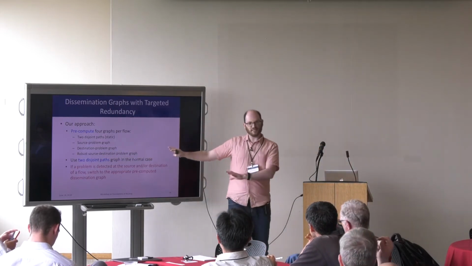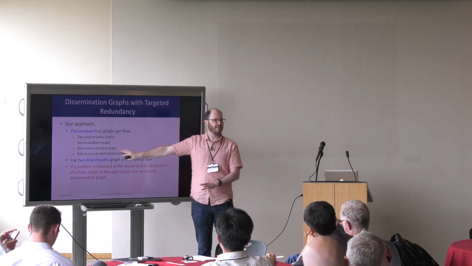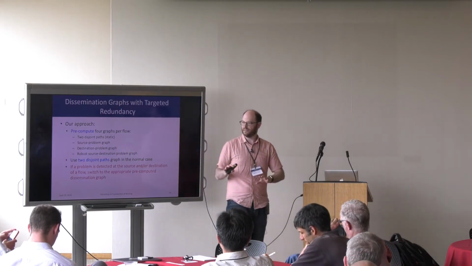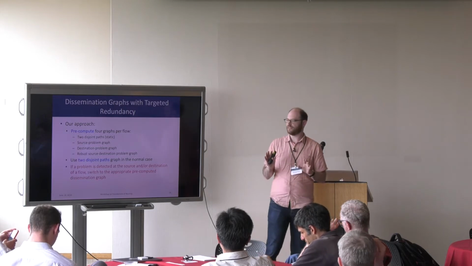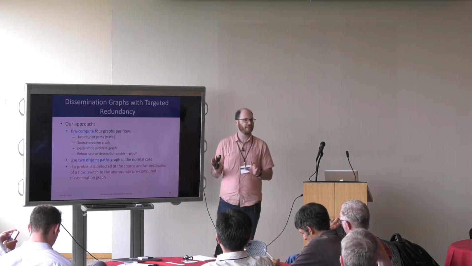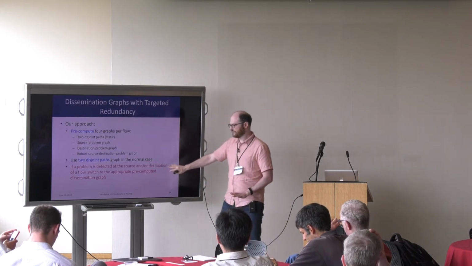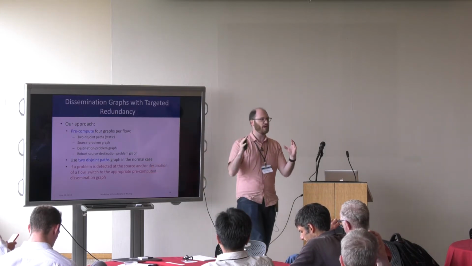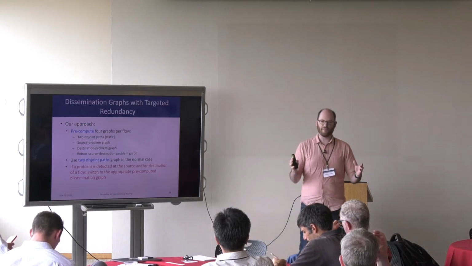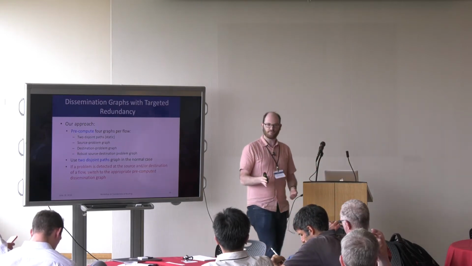Now again, a lot of the interesting systems questions here are about how you actually detect these quickly and do quick failover. That's in our paper, and I don't honestly know the answer to that, but presumably I could find it for you. That's what we do. So the point is that we pre-compute these four graphs for every flow, and when we detect failure, we switch over to the appropriate one.